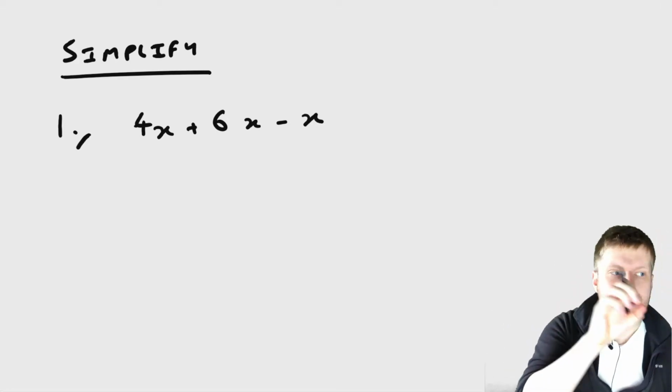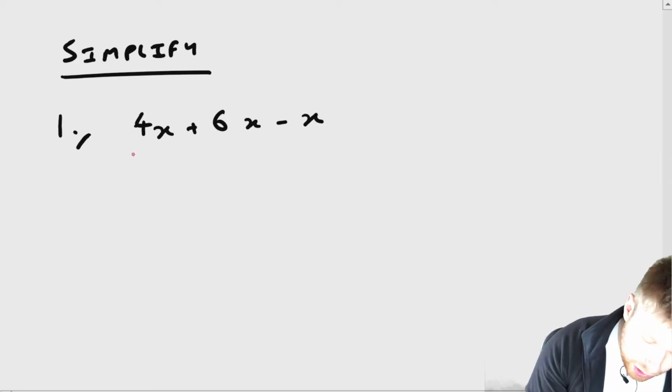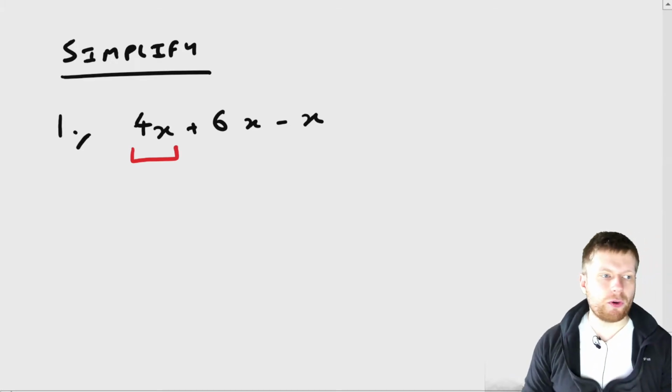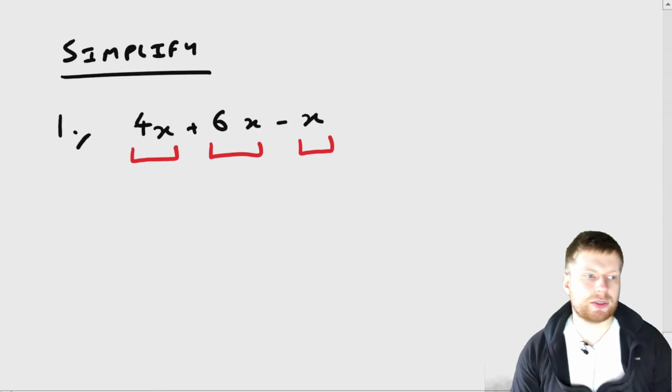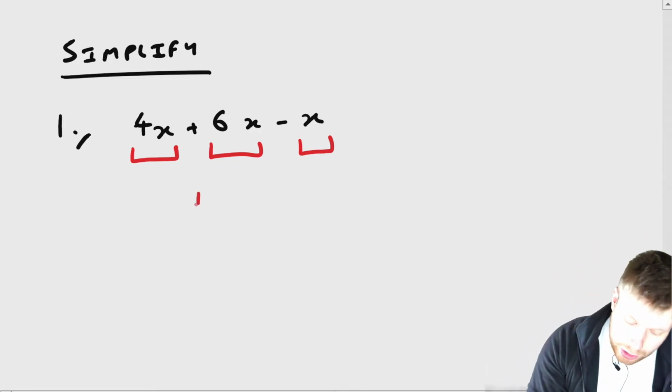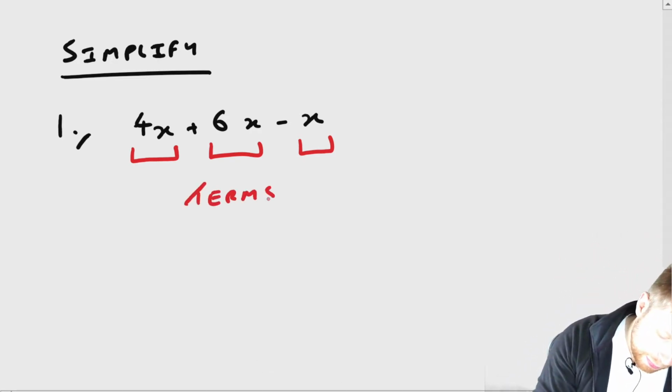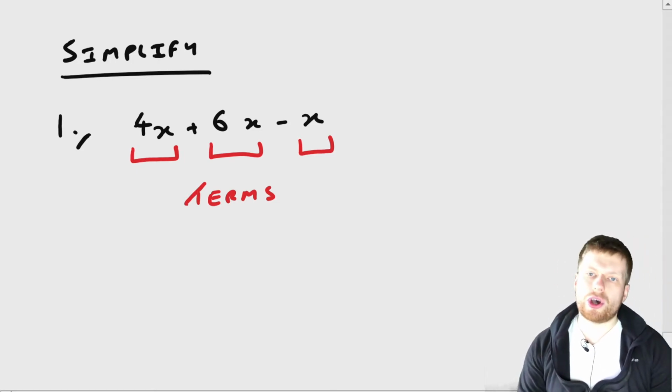Now, by the way, the bits in between the plus and the minus, we call a term. So here we've got a term, the 4x. Here's another term, the 6x, and here's another term, the x, okay? So these are all called terms. So the bits in between the pluses and minuses are called terms.